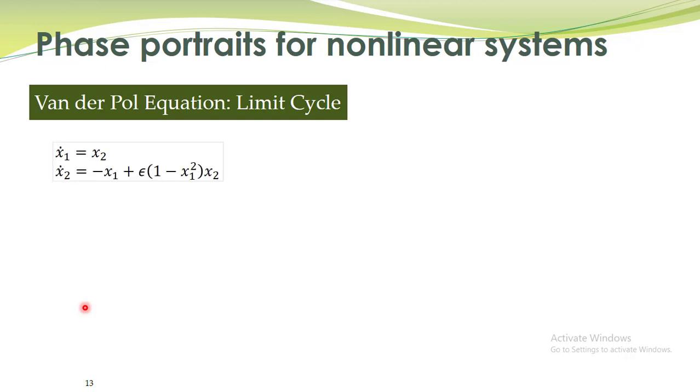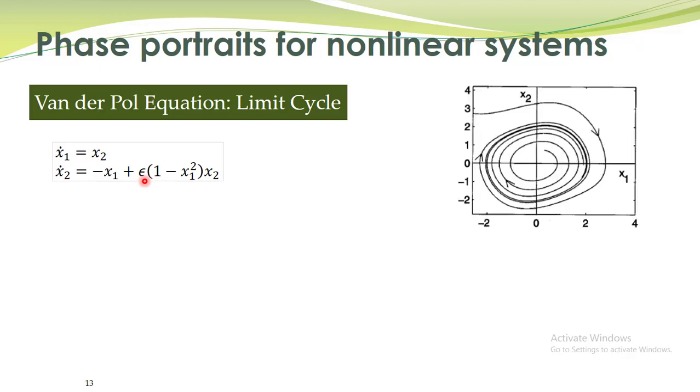Next we talk about another system which is given by this equation. We have already talked about this equation. This is called a van der Pol equation after this person. Here nonlinearity is due to this term. Epsilon is some constant. The phase portrait for this system is given over here. How to obtain this phase portrait? We have still not discussed it. However, we have this phase portrait and we want to describe the qualitative behavior of this system.